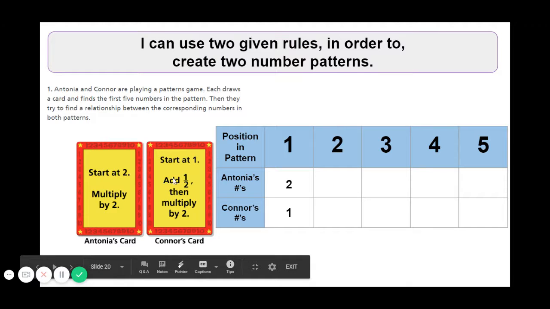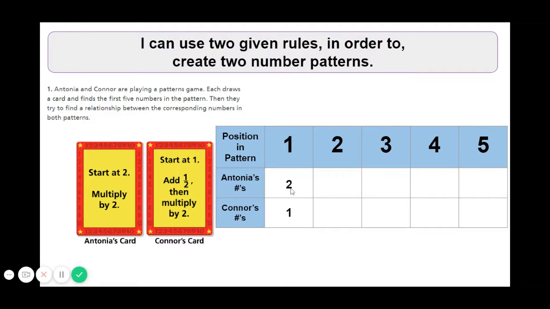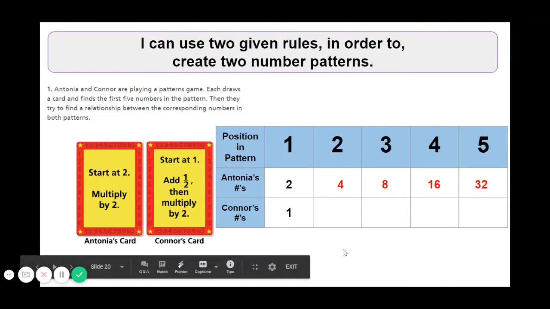Antonia, let's start with her. It says to multiply by 2, or start at 2 and then multiply by 2. So 2 times 2 gives me 4. Then I have to do it again. 4 times 2 gives me 8. Again, 8 times 2 gives me 16. And one more time, 16 times 2 is 32.